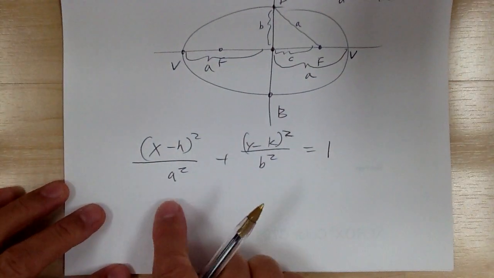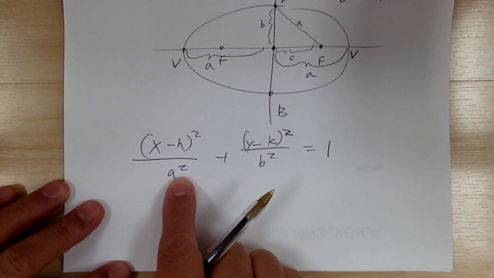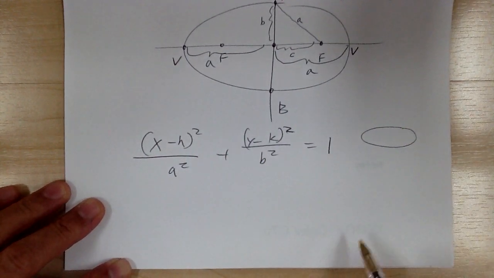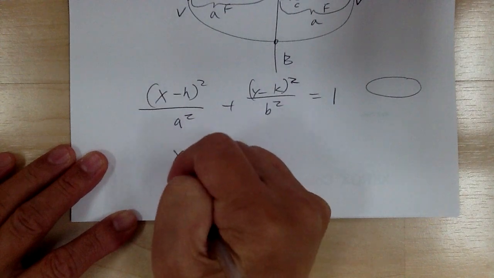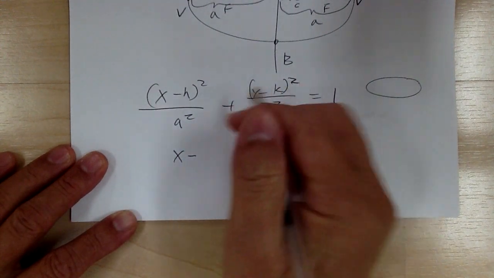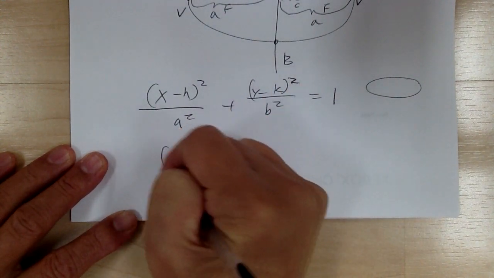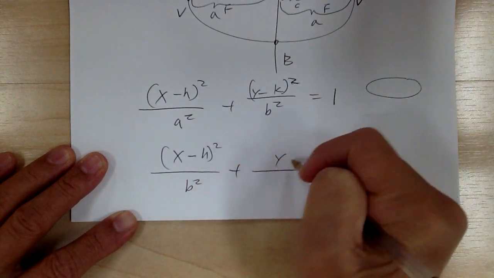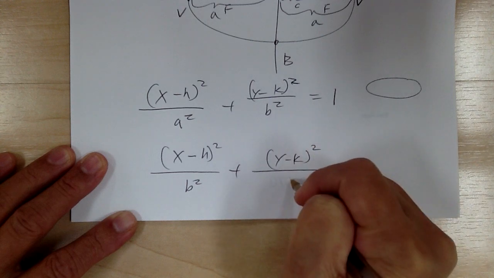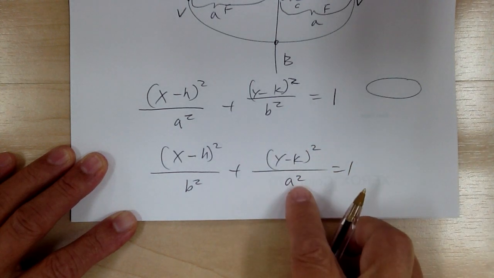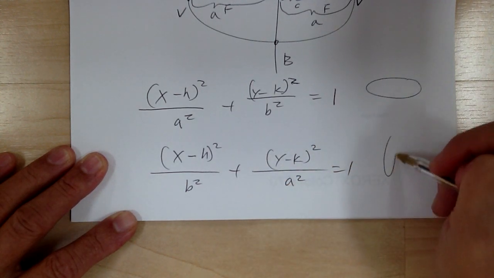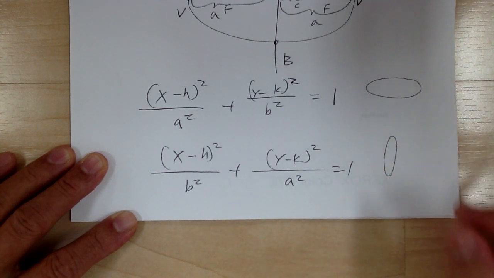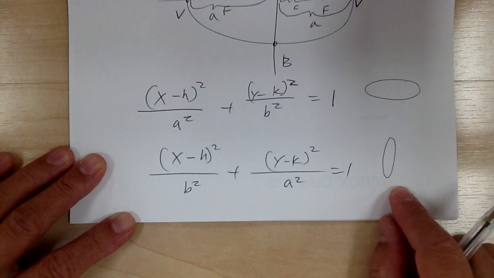Okay, so a is always the biggest number, so because the biggest number is under the x, the ellipse is going this way. Now if you have (x minus h) squared over b squared, and the bigger number is under the y, that means the long axis would be in the y direction, so it would be like this way.